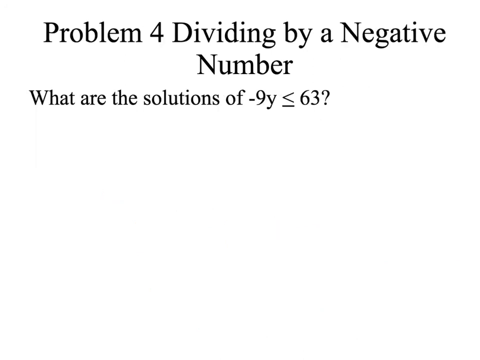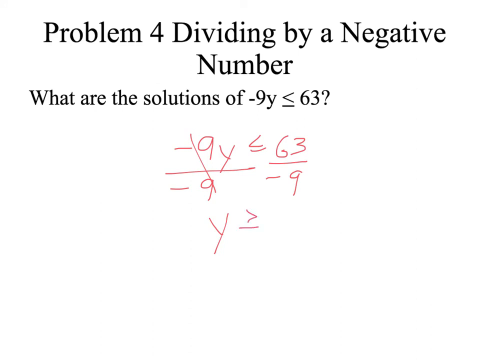And the last one, real easy, dividing by a negative number. So negative 9y is less than or equal to 63. If we're going to divide both sides by negative 9, if you multiply or divide by a negative, you have to flip the sign around, and we get negative 7. Okay, and that is it.